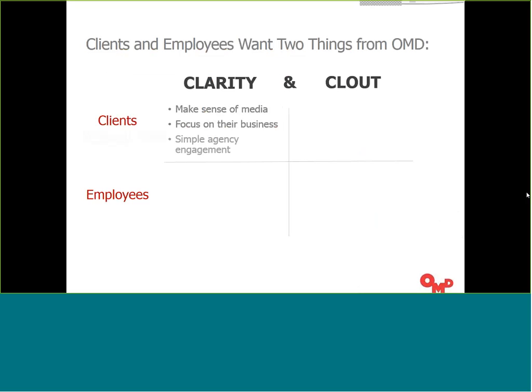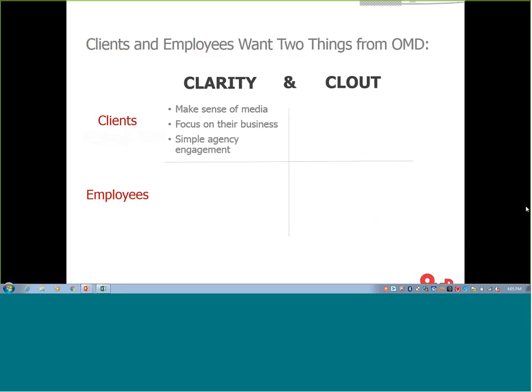Off the bat, our clients choose OMD because of the clarity that we bring to their business. We help them make sense of an incredibly complicated media environment. We ensure them that all the recommendations we make are about them, not about us, and we make it simple for them to know who to talk to about what.